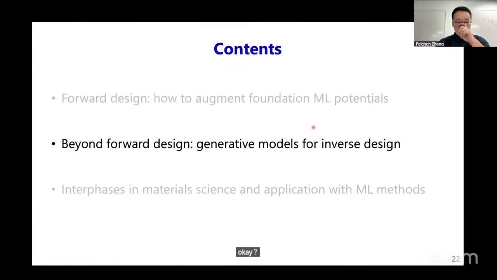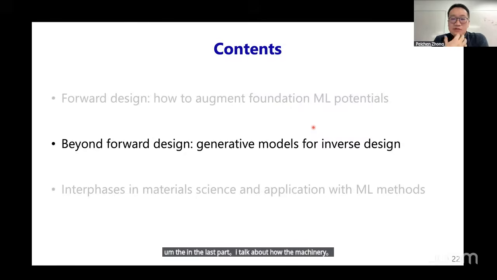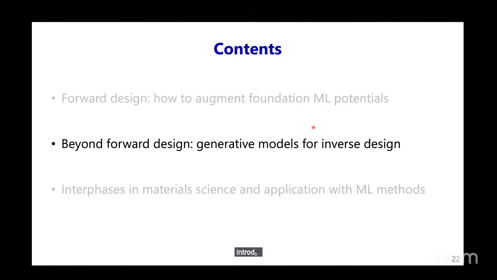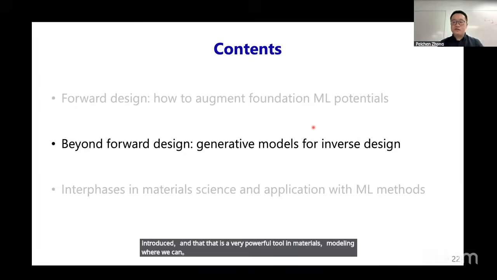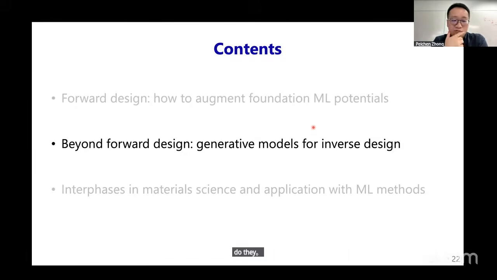Okay, good. Then, in the last part, I talked about how the machine learning potential was introduced, and that it is a very powerful tool in materials modeling. We can use it to do virtual screening and a lot of large scale simulations to derive some mechanistic understanding of why materials work and why they do not work.